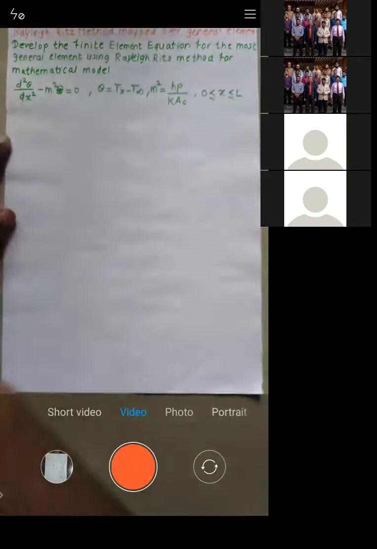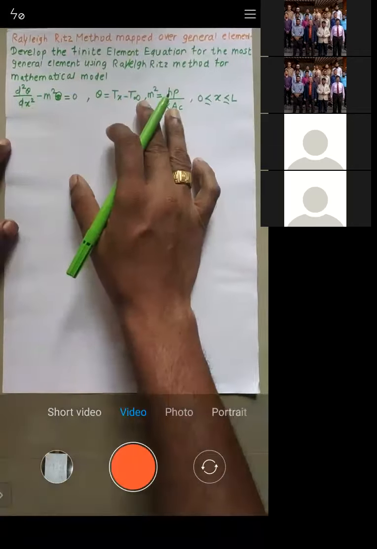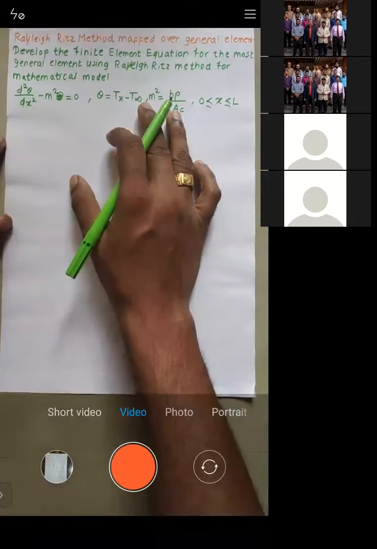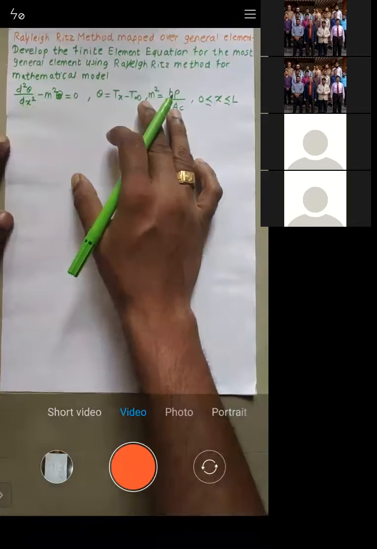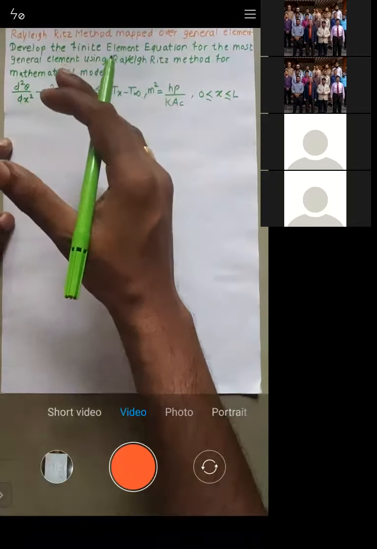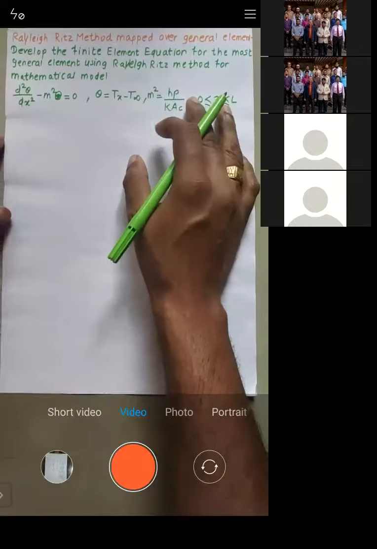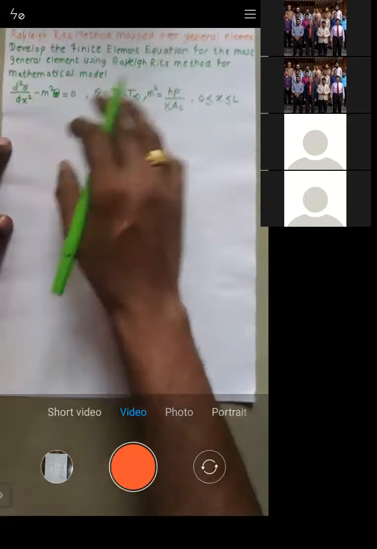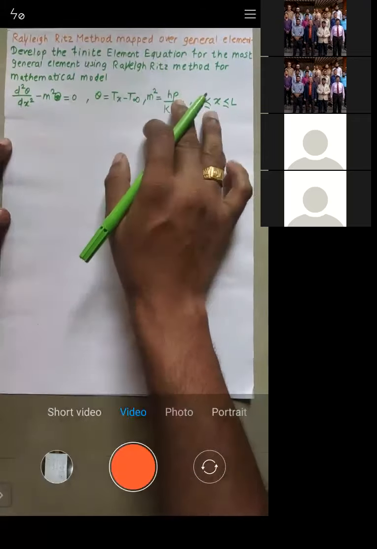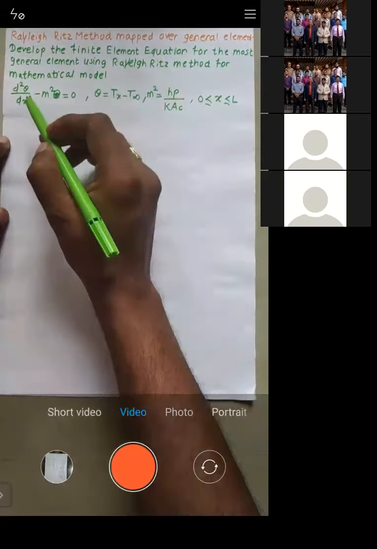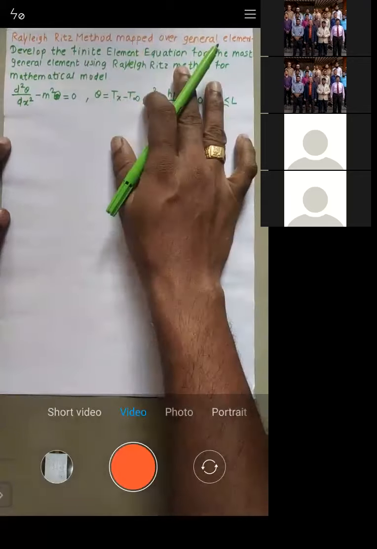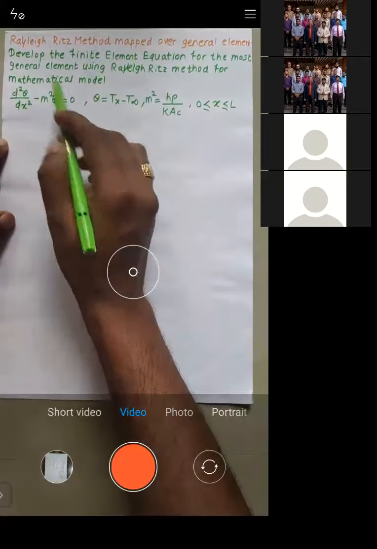What is the purpose of the fin? The purpose of the fin is to increase the heat transfer. On the engines, you can see the fins on the outer surface. You will see some grooves on the outer surface of the engine; they are nothing but the fins. So we are interested to calculate the heat transfer by solving this particular equation. We need to solve this mathematical model.